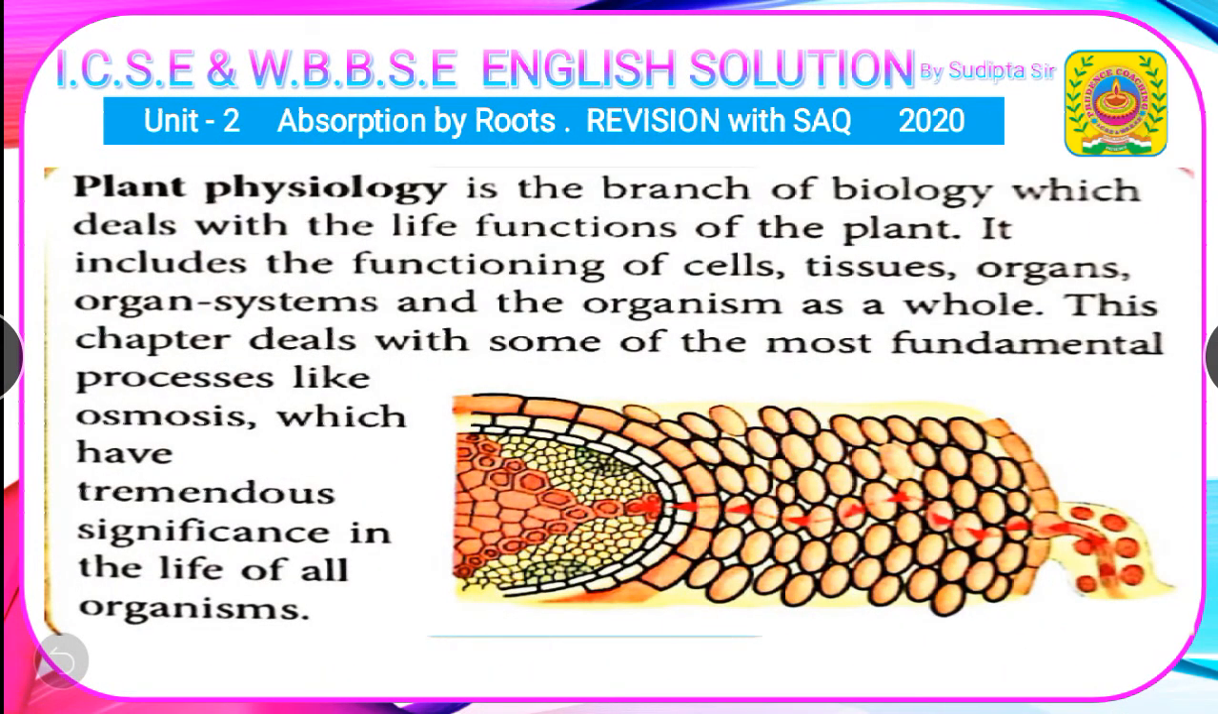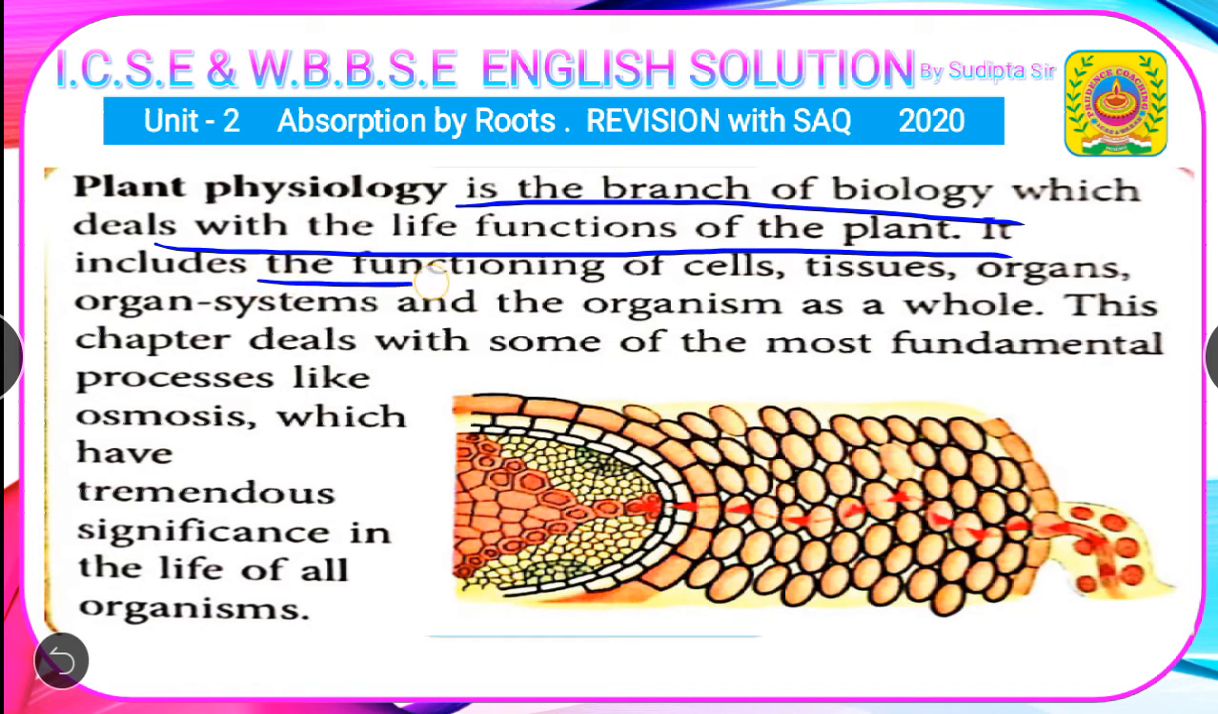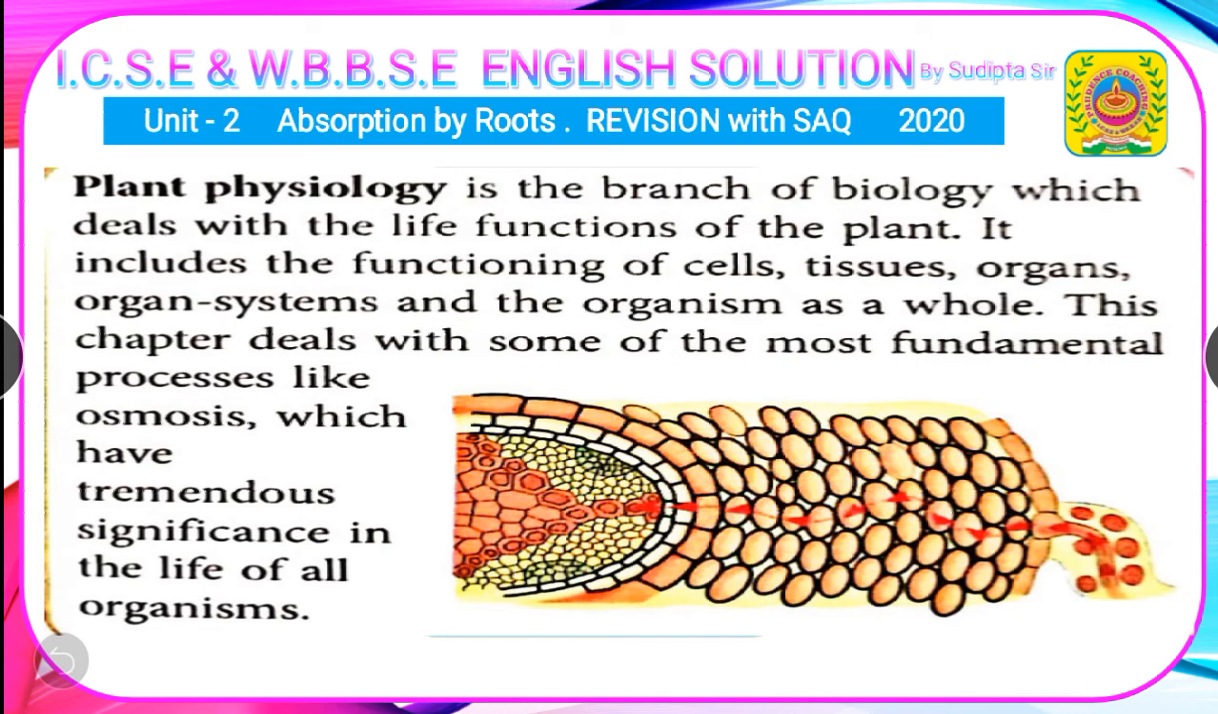First of all, we need to know what is plant physiology. Plant physiology is the branch of biology which deals with the life functions of the plant. It includes the functioning of cells, tissues, organs and organ systems and the organisms as a whole. In this chapter we are basically going to learn about its application and the several processes like osmosis, diffusion, active transport, hypotonic, isotonic, and hypertonic solutions, and so on, and its application. So let's learn about this.